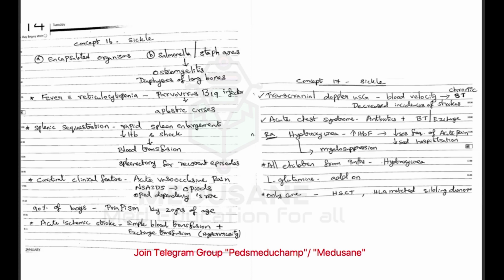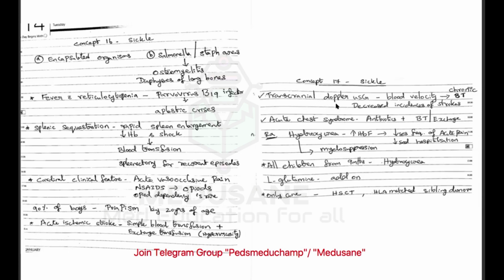So after blood transfusion, you also have to go for exchange transfusion. In sickle cell anemia alone, if exchange transfusion is to be given, you have to choose that also. So simple blood transfusion followed by exchange transfusion you have to do, because hyperviscosity is also a problem.